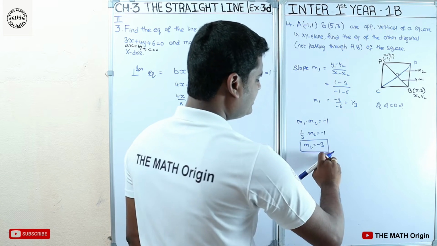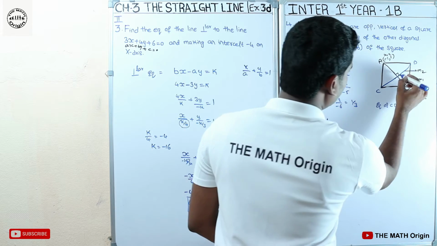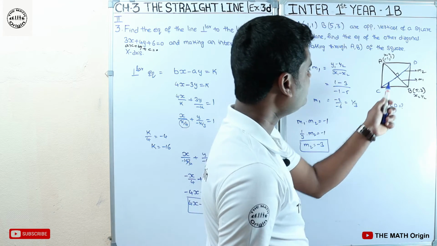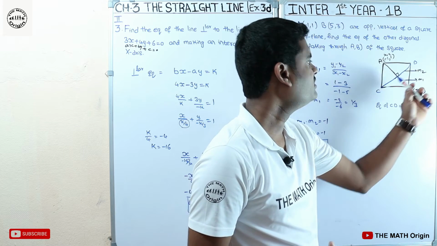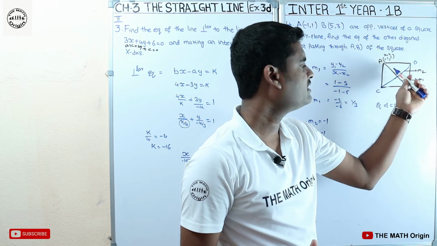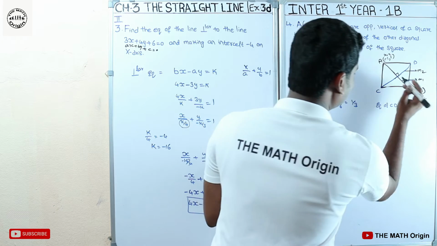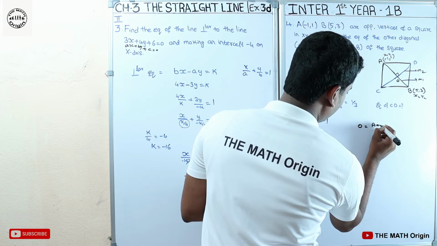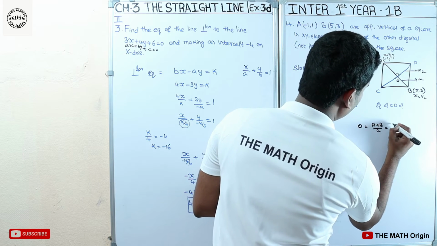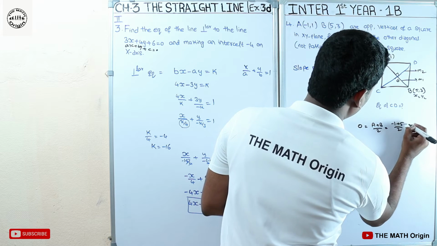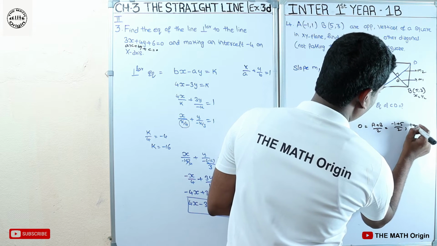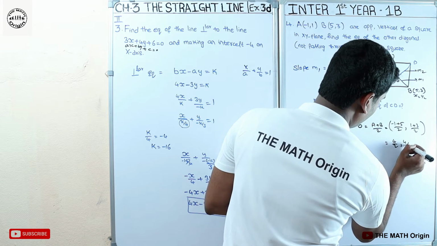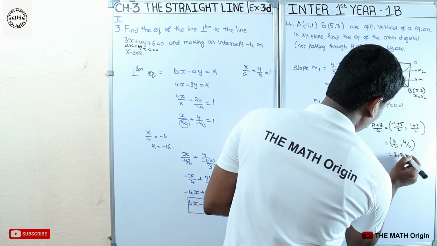Next, let's find out the midpoint of AB. Why do we need to find the midpoint of AB? Because the midpoint of AB will be a point on CD as well, because this is the center of the square. So I will consider this as O. O is equal to (A plus B) by 2, which is (-1 plus 5) by 2 comma (1 plus 3) by 2. That is 4 by 2 comma 4 by 2, which is 2 comma 2.